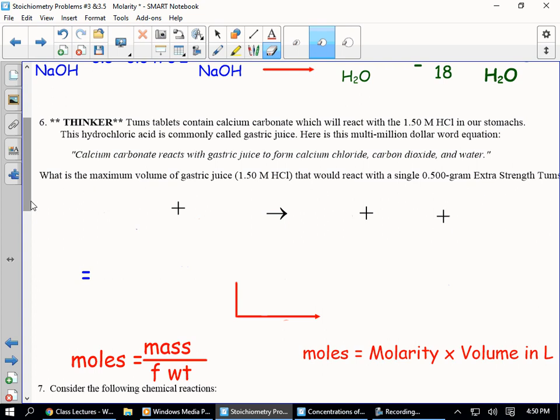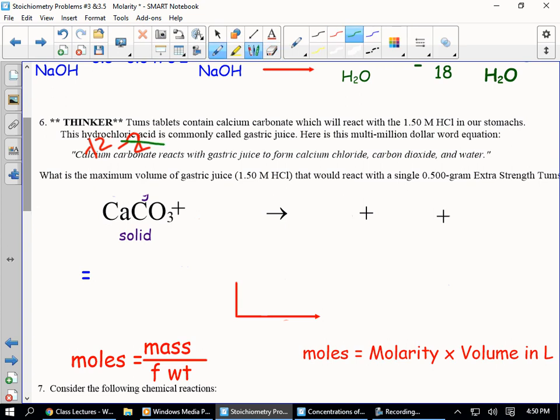Calcium carbonate, okay, so we're going to write this. Calcium is a +2, carbonate's a -2. So in order to write that neutrally, we're going to be CaCO3. That is a solid, correct? Reacts with gastric juice, that they just said hydrochloric acid is gastric juice, which is HCl. And it's going to form calcium chloride.